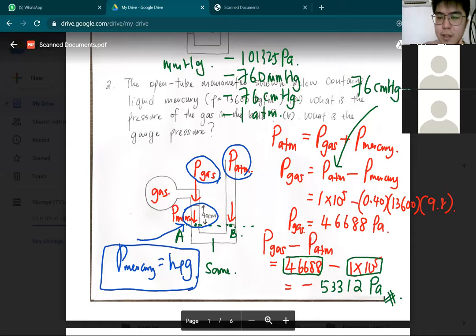Then you minus the pressure of mercury. How much is this one? You just look at the height. The height is 40 cm, so it's 40 cm mercury. You don't have to do the h rho g calculation because the answer you want is in millimeter or centimeter mercury. So you just do 76 minus 40, which is 36 cm mercury, and that is the answer. 36 cm mercury or 46688 Pascal is the same thing.